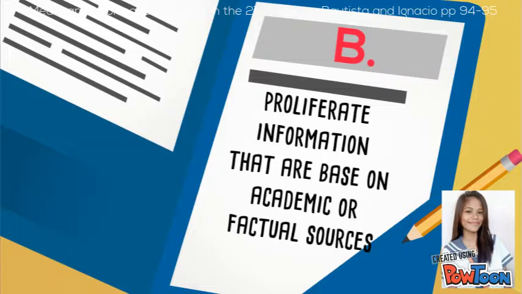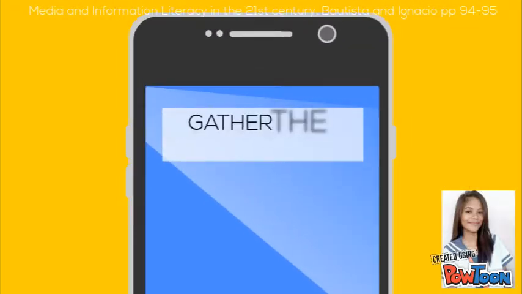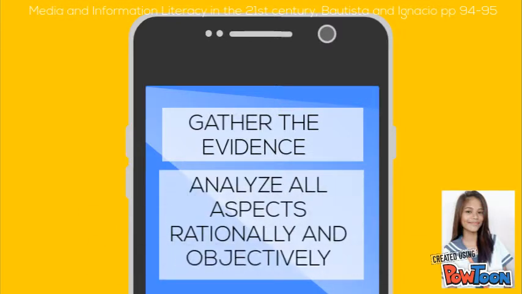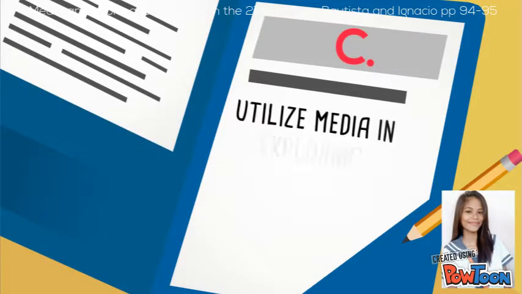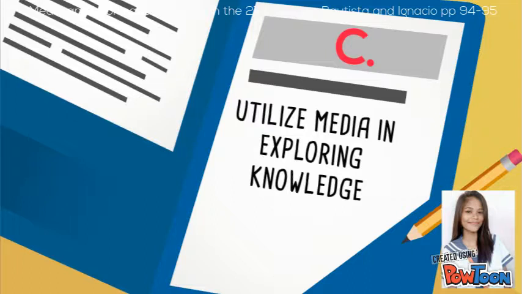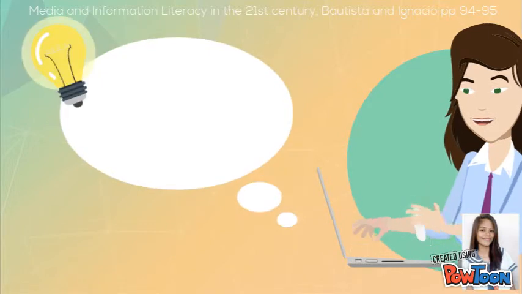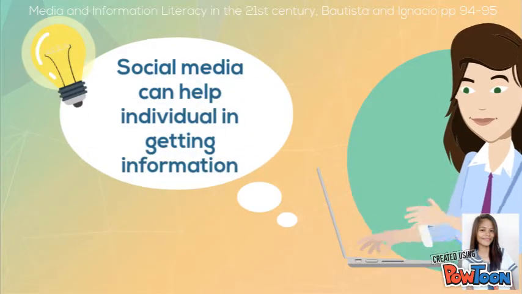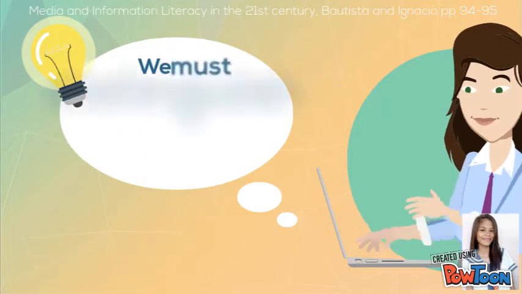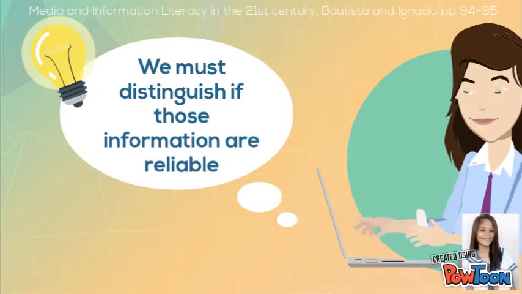It means that you shouldn't automatically accept that what you are reading is valid, true, applicable, or correct. Instead, you should gather the evidence, analyze all aspects rationally and objectively, and with an open mind so as to reach your own conclusion. Letter C, utilize media in exploring knowledge. As we all know, many of us use media in our daily life, and it can help individuals in getting information because nowadays it is the fastest platform to obtain knowledge. But we must distinguish if that information is reliable.